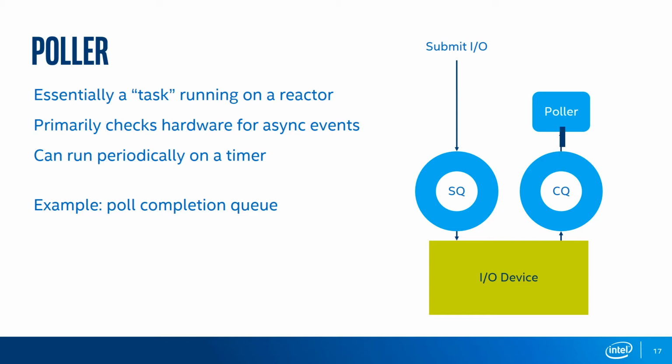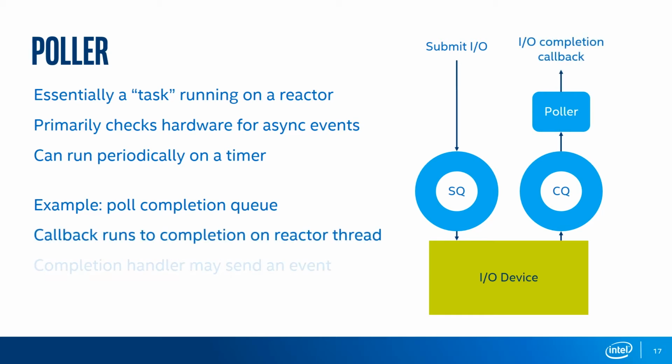And at some point, a poller will run on this reactor, which is scheduled ahead of time, and check that completion queue. When it picks up that completion, it will call an I/O completion callback that was configured when you submitted the I/O. So that I/O completion callback will run, and will finish and return back to the caller, which is the reactor, right? So it'll continue to run other pollers and other events.